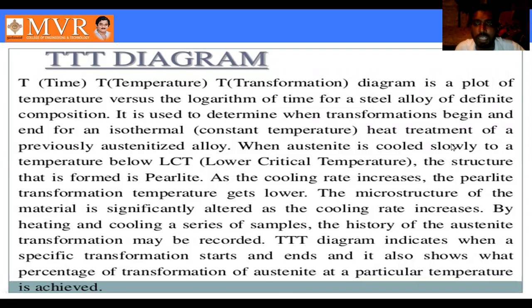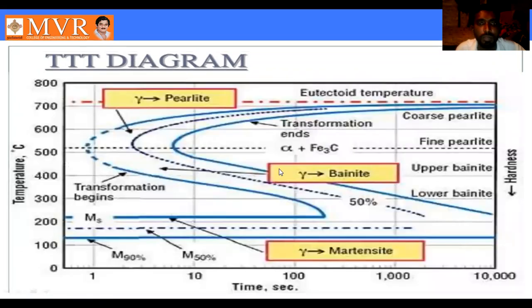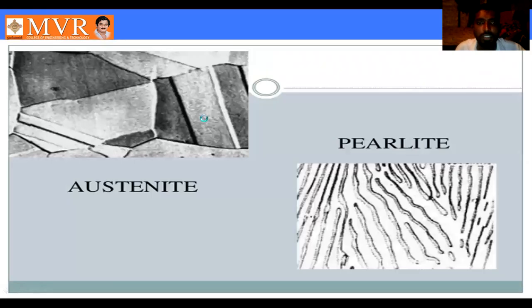See here, when the austenite is cooled slowly to a temperature below the lower critical temperature, the structure that is formed is pearlite. So when austenite is cooled slowly below the critical temperature, the structure we get is pearlite. When we are cooling, the transformation begins here, it is 50% transformation, then 100% transformation. In the end we get pearlite. The transformation begins here, ends here, and the final structure is pearlite. That is the definition.